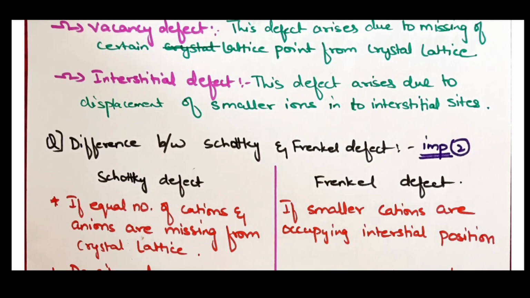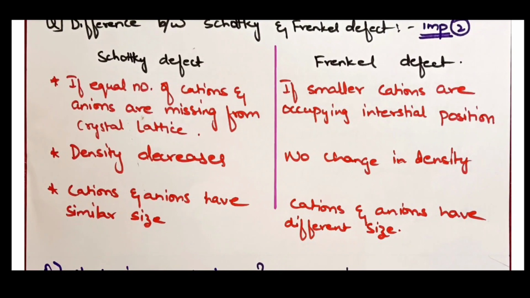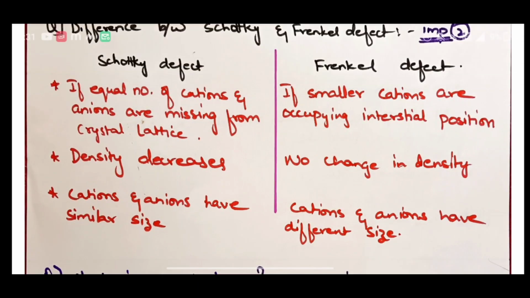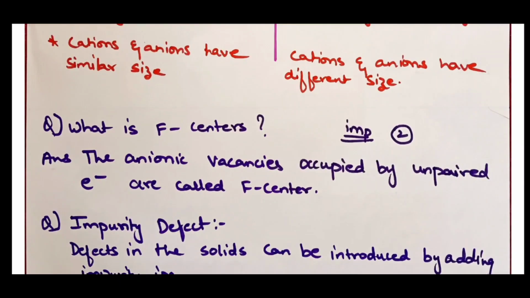It is the most important question. What is the difference between Schottky and Frenkel defect? Schottky defect is the missing of an equal number of cations and anions from the crystal lattice. And Frenkel defect is when smaller cations occupy the interstitial position. In Schottky the density decreases, whereas in Frenkel there is no change in density. In Schottky, the cations and anions are similar in size, whereas in Frenkel, the cations and anions have different sizes.